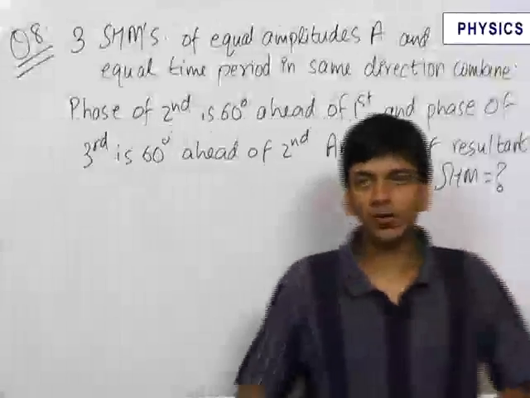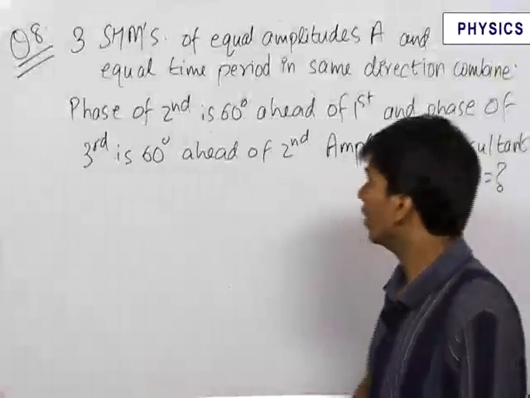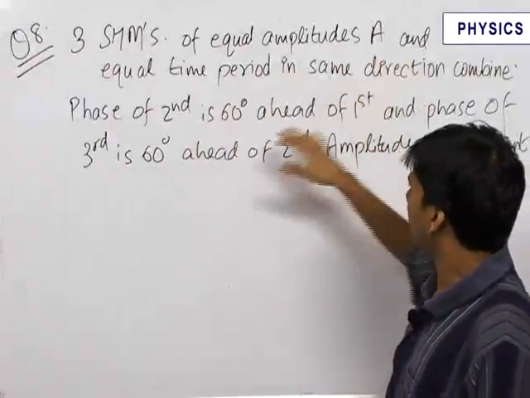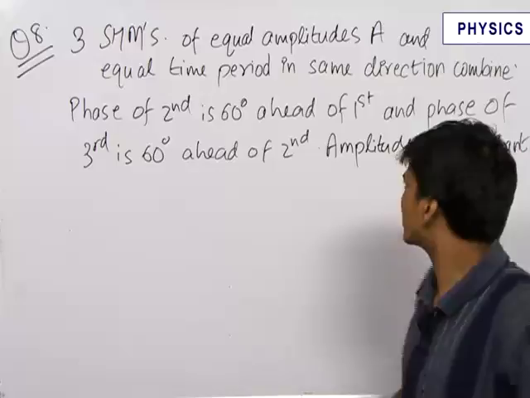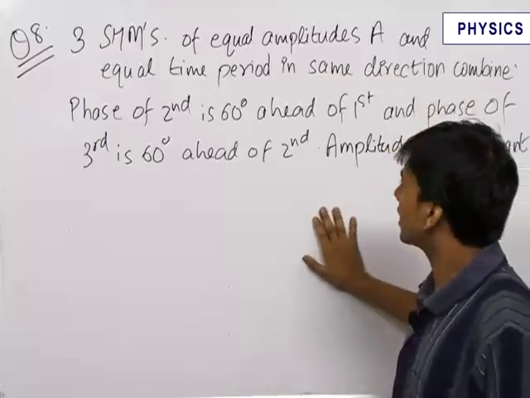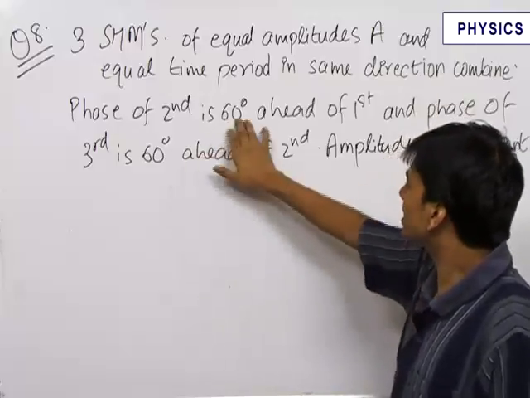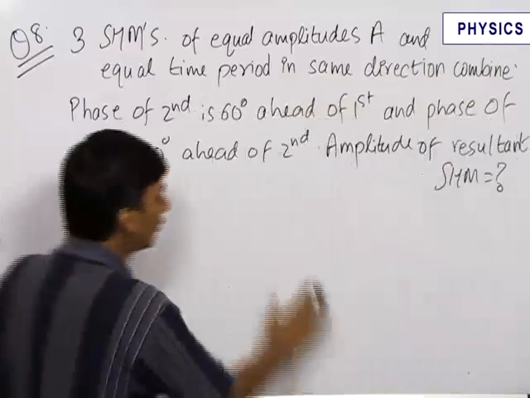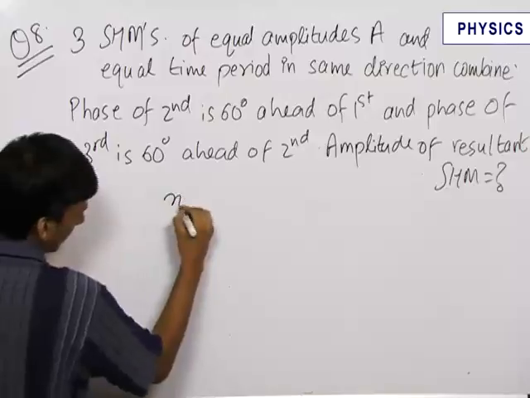This is a simple question of superposition of SHMs. We've been given 3 SHMs of equal amplitude and of the same time period, that is the same frequency, in the same direction, and they combine. The phase of the second is 60 degrees ahead of the first and of the third is 60 degrees ahead of the second. We need to find out the amplitude of the resultant SHM.